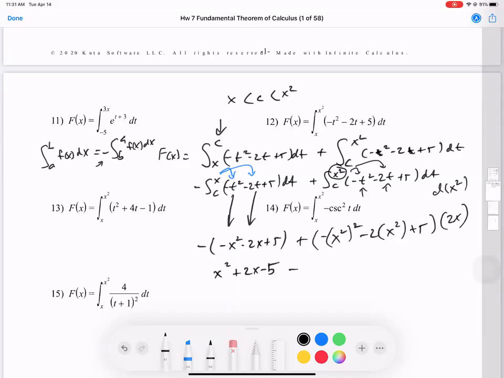So it's going to be a negative 2x to the fifth. 4 plus 1 is 5. Minus 4x cubed plus 10x. And then you might have some like terms here.